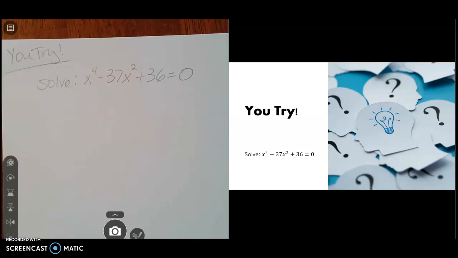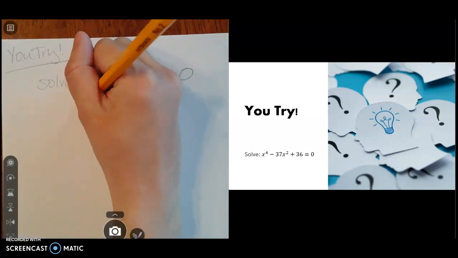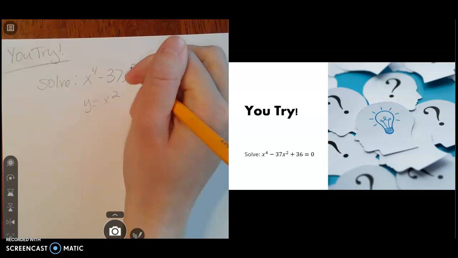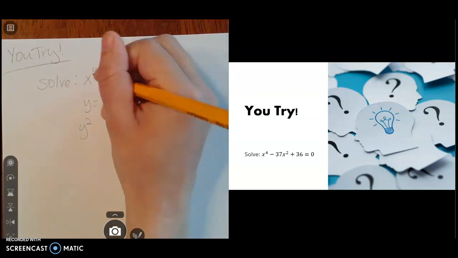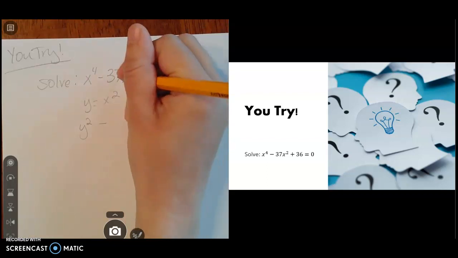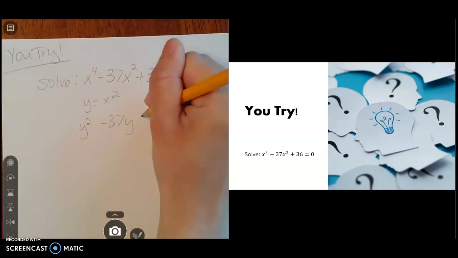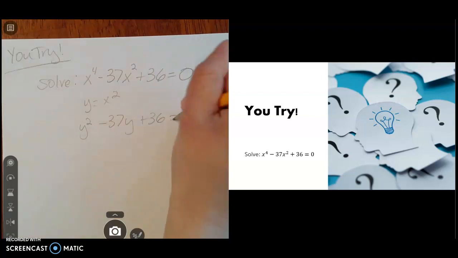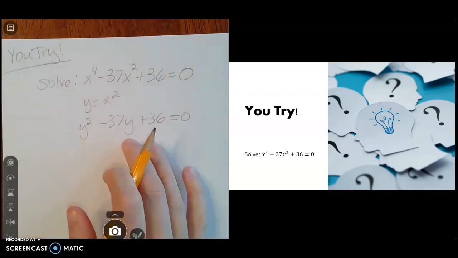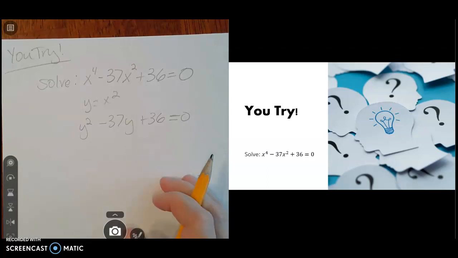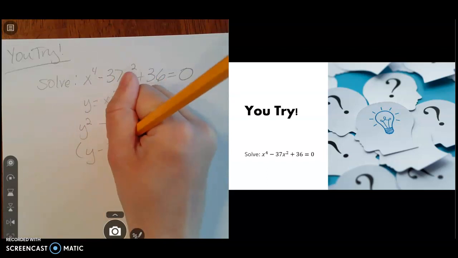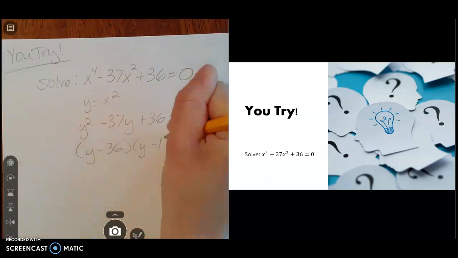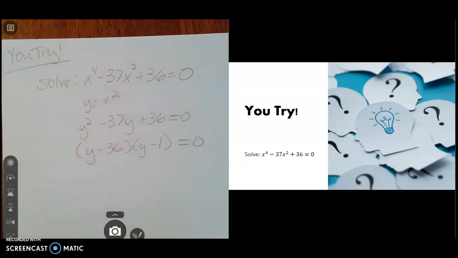So there's a lot of different ways you could do this. If you like that substitution way, you're welcome to do that. You could have y equals x squared. And then instead of x to the fourth, that would be y squared, because that's x squared squared. The x squared then would become a y, and we'll still have a 36 here. And so you could substitute y's in if you just like seeing it in that format. It does factor really nicely, y minus 36 and y minus 1, if you want to do it that way.